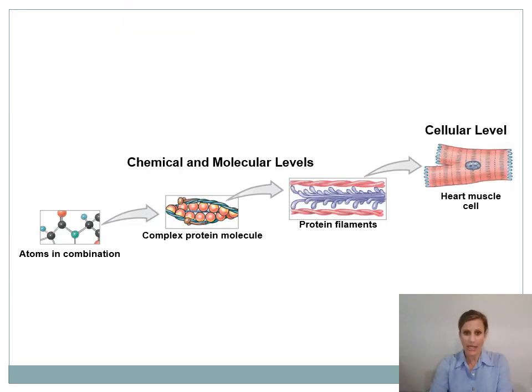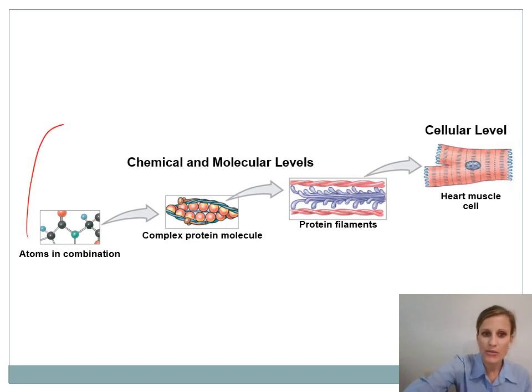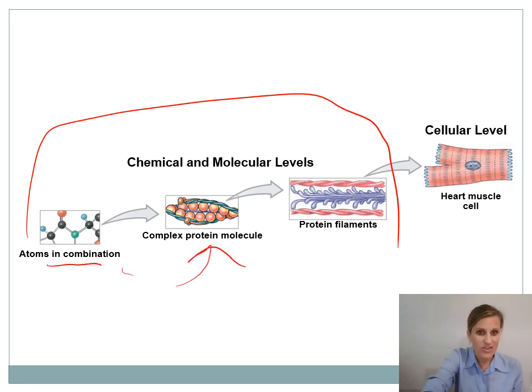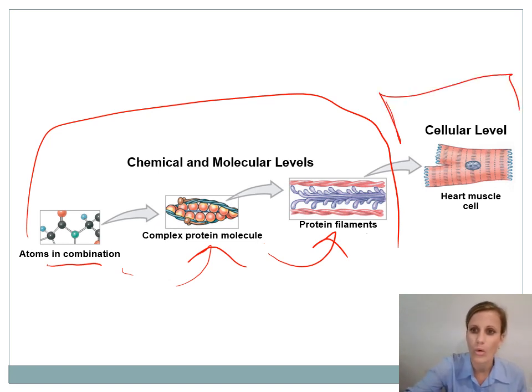These next 2 slides just kind of show an example of this. Here we have the very first level, which is chemical and molecular. You'll notice we've got atoms joining together to form molecules, right? Once we get enough together, we have something kind of complex like protein molecules. Here we've got a lot of proteins together to form these filaments, specifically actin and myosin. Those are proteins that are in muscle. And eventually we get enough of these together and we get the whole cell. This is a heart muscle cell or cardiac muscle cell.